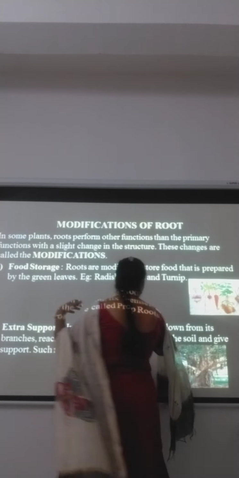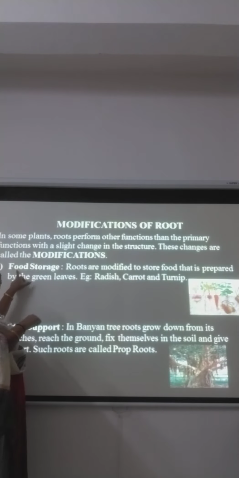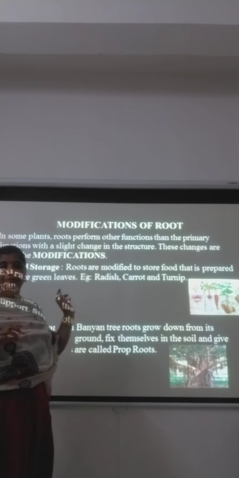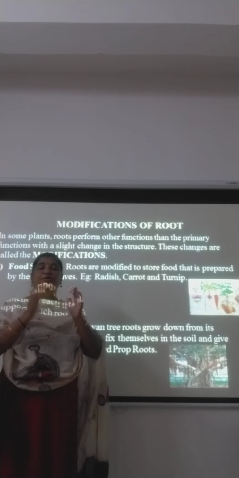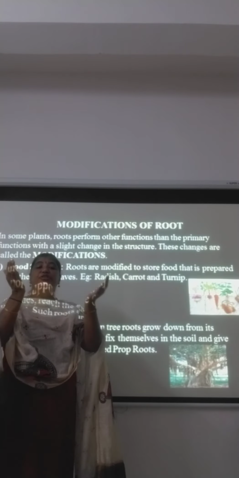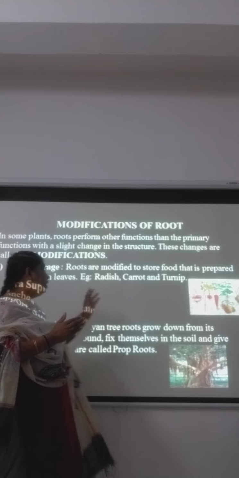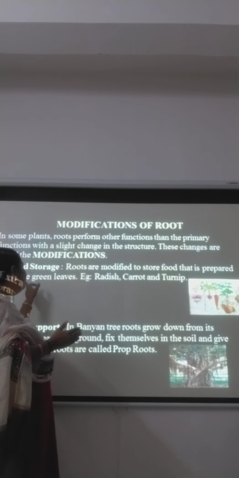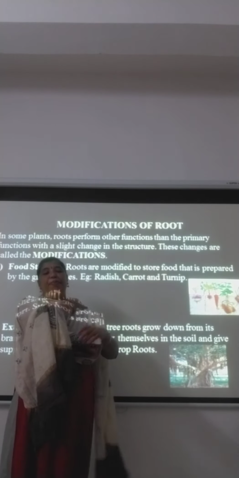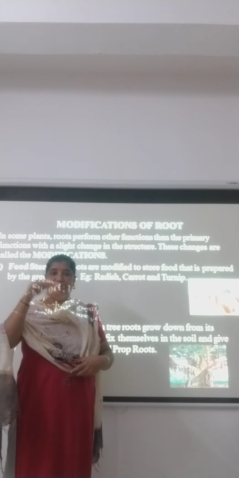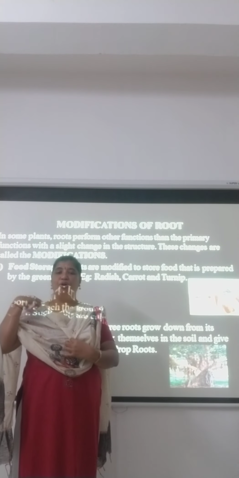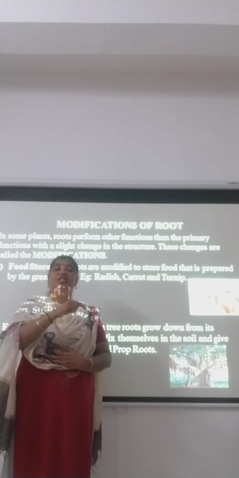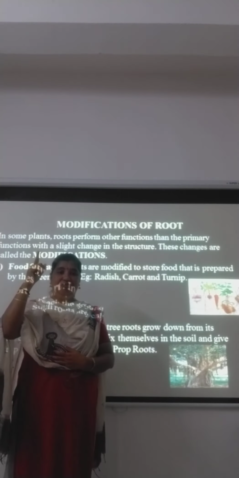So, now let us see in what way the roots are being modified. Now, the first one is roots are modified to store the food. Understood? Roots are modified to store the food material. Now where is the food material prepared, children? Is it prepared in the roots? No. Very correct. Food is prepared by the leaves.